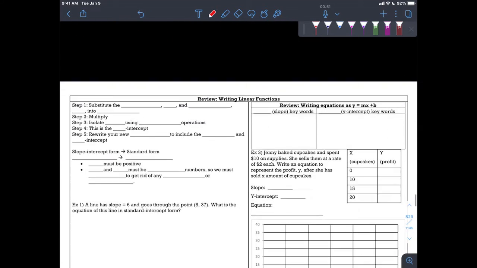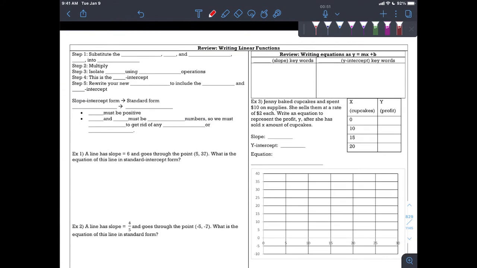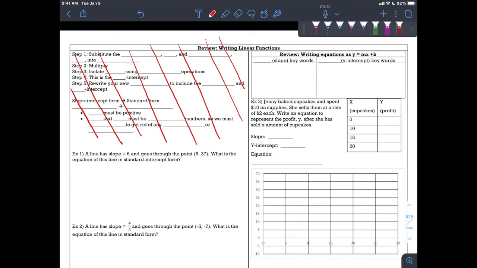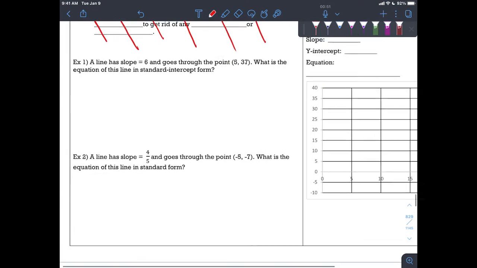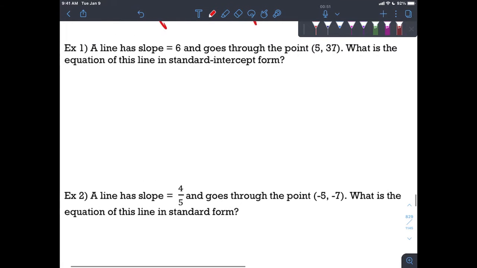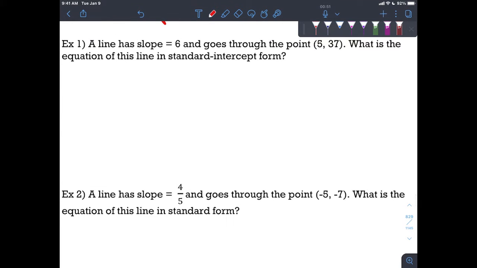So let's go ahead and jump right into it. For the purposes of today, we are not going to be filling in these blanks because I think that there are easier steps to do than those. Okay? So, let's first go ahead and take a look at this problem. Here they gave me a slope and a point.